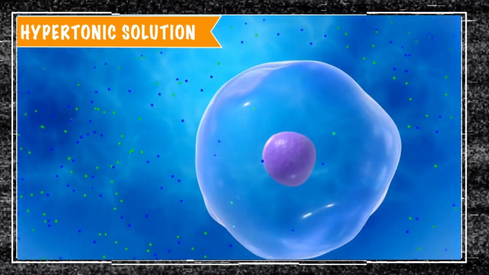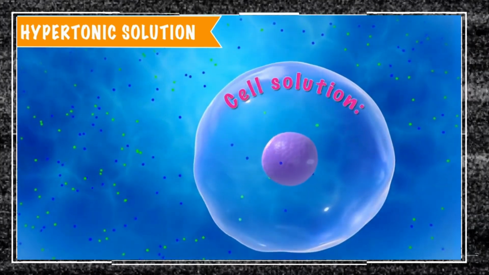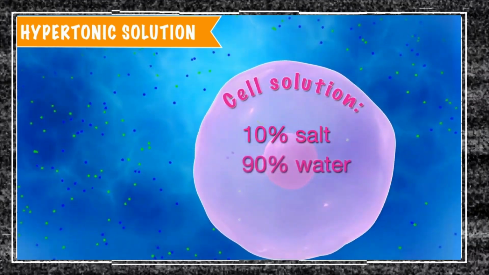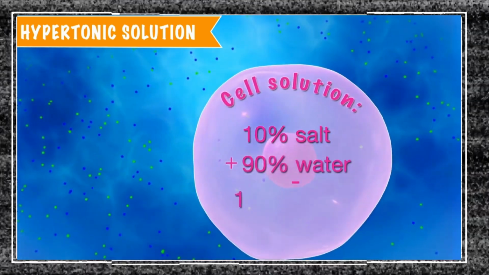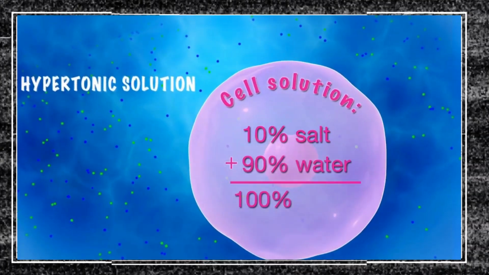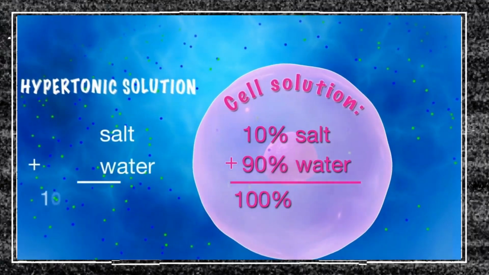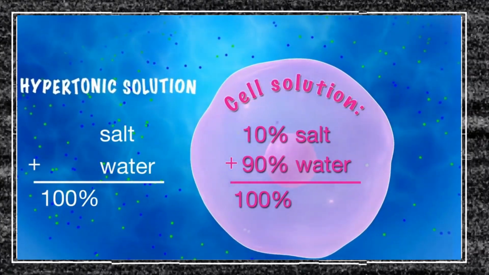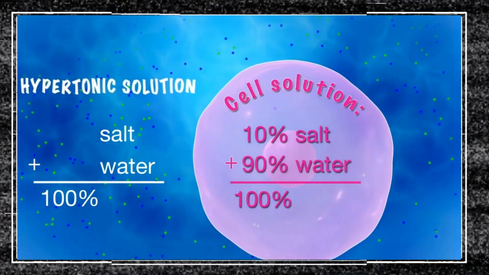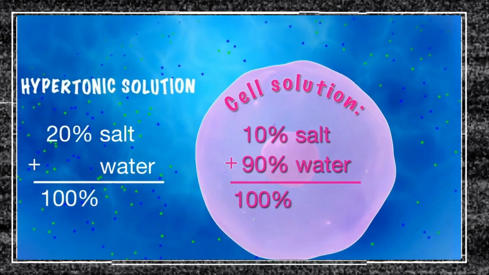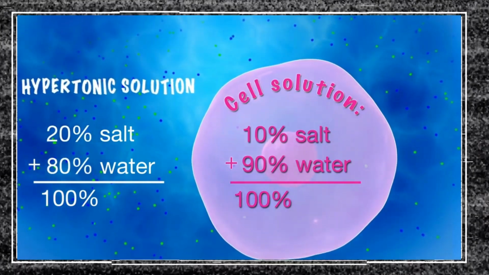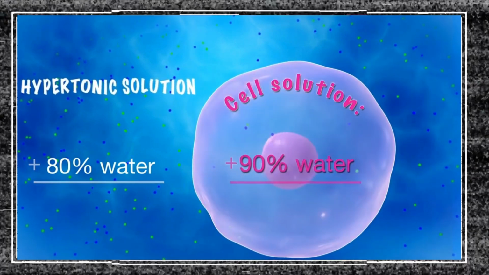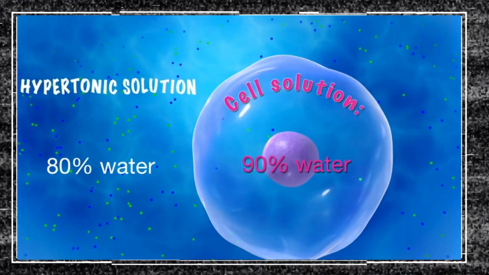In this example, let's say the cytoplasm inside the cell is a solution containing 10% salt, which means the other 90% is water. Keep in mind, percentages of substances within the cell must equal 100%. The percentages of solute and solvent in the beaker must also add up to 100%. However, the solution in the beaker is a different concentration from the solution inside the cell. It's 20% salt and 80% water. So you can see that there's a greater concentration of water inside the cell than outside, 90% compared to 80%.